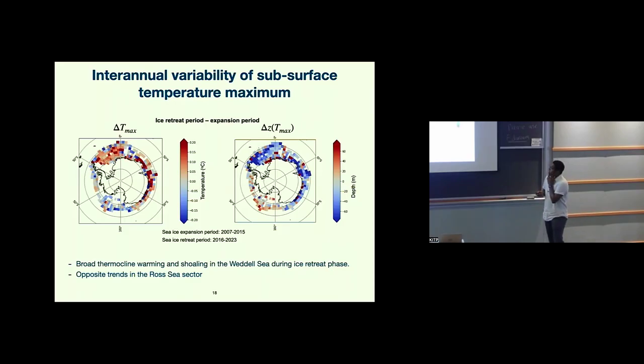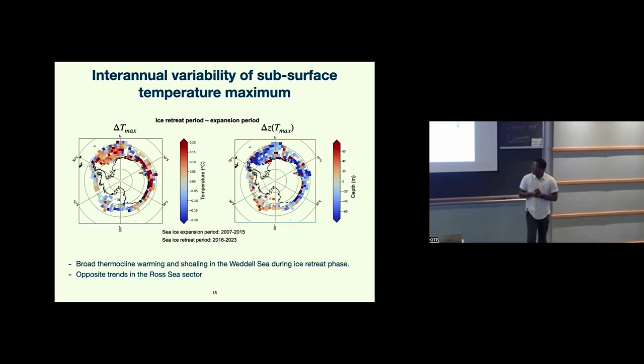And as someone who's looked at these fields a lot, this was quite shocking. I'm really used to looking at these annual means and just didn't appreciate how much they can vary interannually. This warming and shoaling pattern is very apparent in the Weddell, also apparent along the margins of East Antarctica. And in the Ross Sea, we don't really see the same signal. There's a lot less data there. And if anything, it's showing the opposite, right?